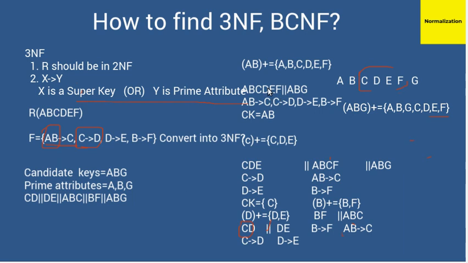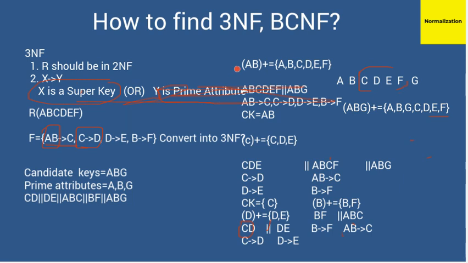If you find the candidate keys and divide everything into the tables, that's it. And the BCNF is also the same, but you have only one condition. You don't have the other condition, that the Y need not be a prime attribute. You only need one condition, that X must be a super key. That's it. It is a similar process, so it need not be explained again because it is very simple.